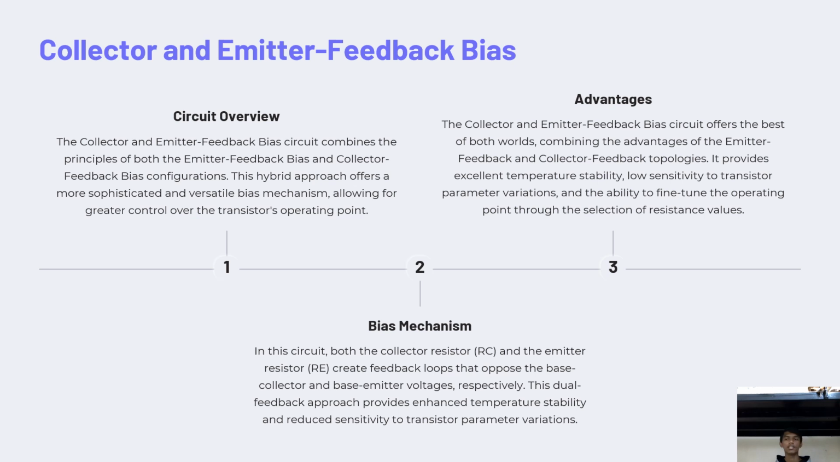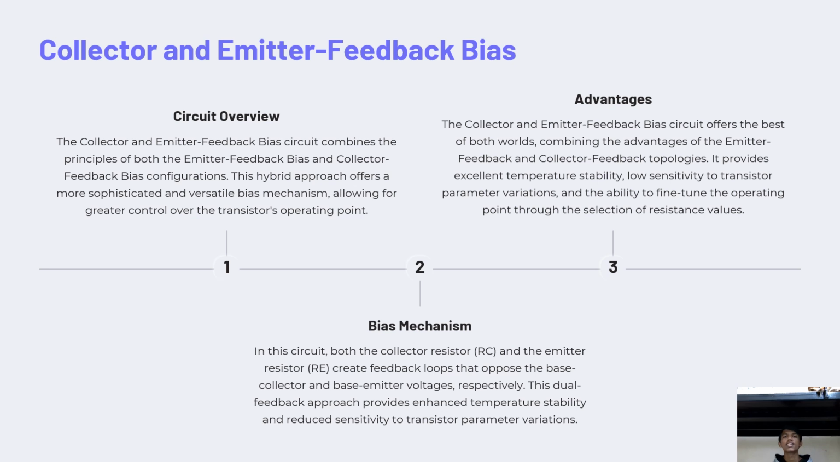Collector and emitter feedback bias. Circuit overview. The collector and emitter feedback bias circuit combines the principles of both the emitter feedback bias and collector feedback bias configuration. This hybrid approach offers a more sophisticated and versatile bias mechanism, allowing for greater control over the transistor's operating point.